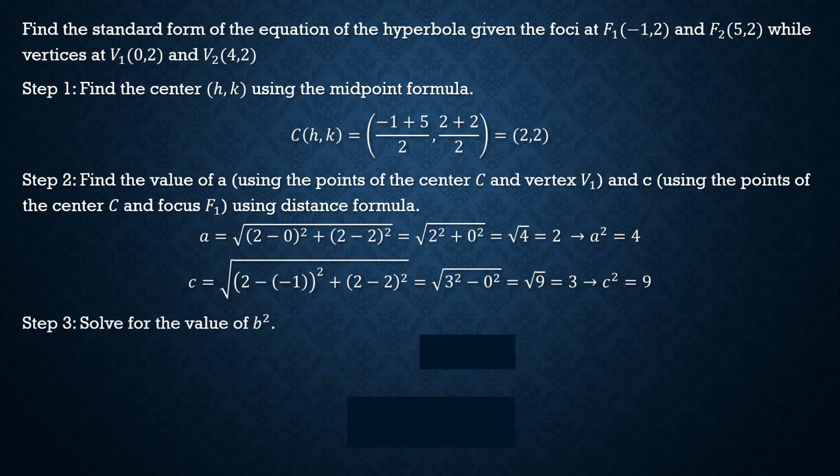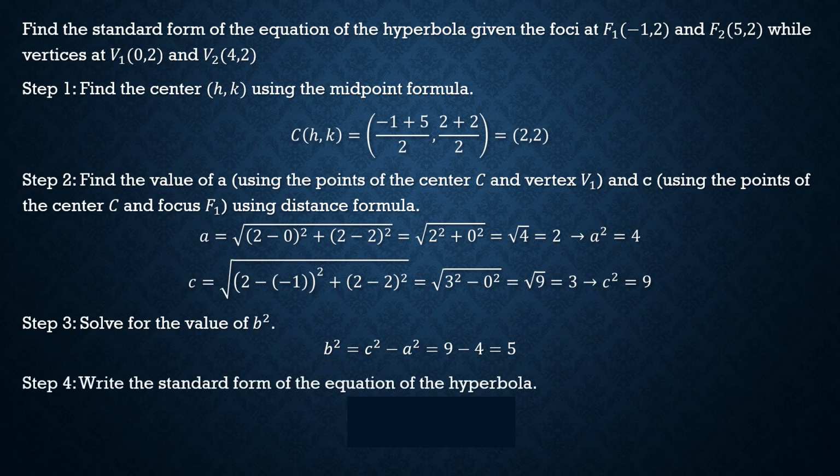Step number 3. Solve for the value of B squared. So, B squared is equal to C squared minus A squared. So, ang C squared natin is 9. A squared natin is 4. So, 9 minus 4 is 5. So, yan na.